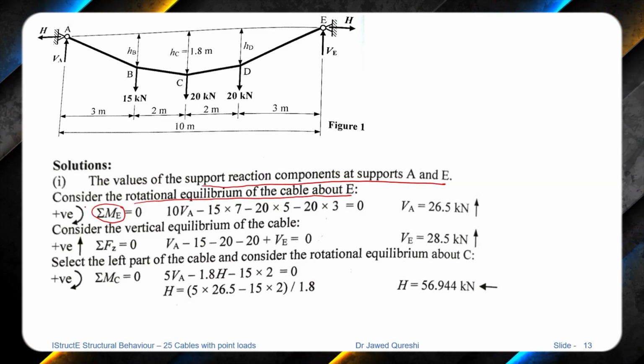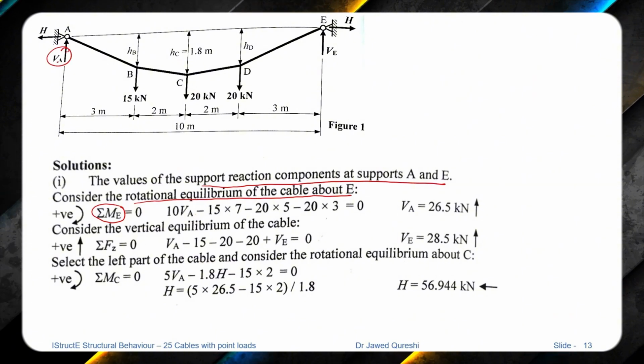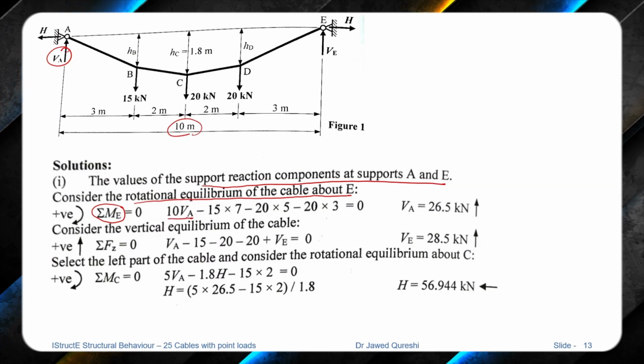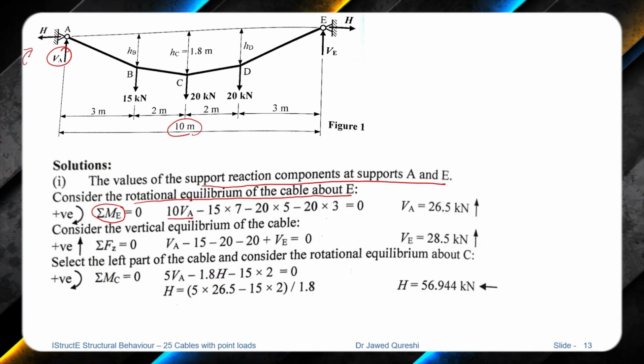Clockwise moments are considered as positive. Starting with VA, the distance between VA and E is 10 meters. So 10 times VA is creating a clockwise moment. That's the reason it's positive.